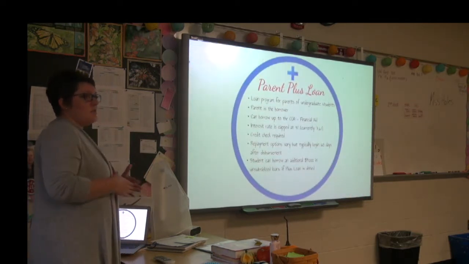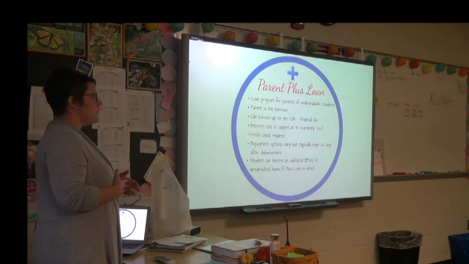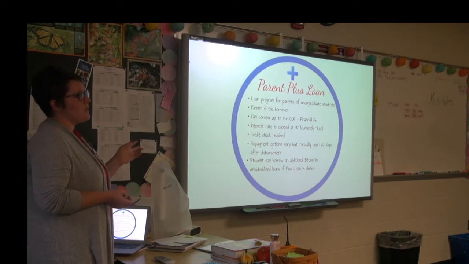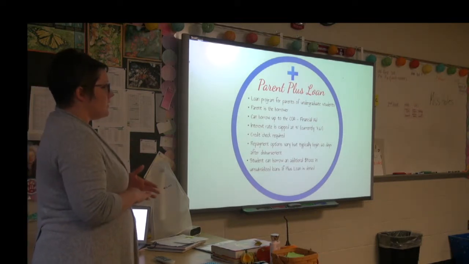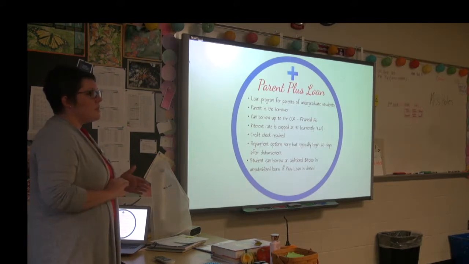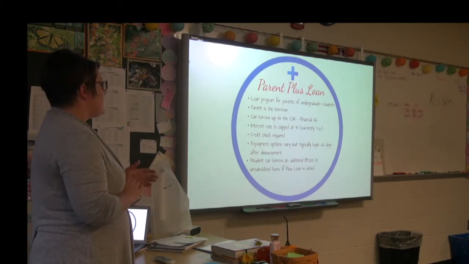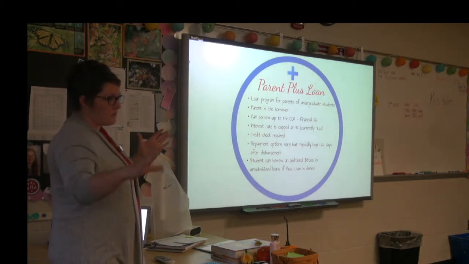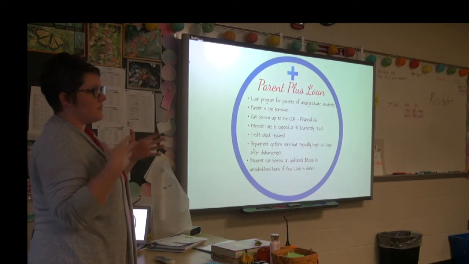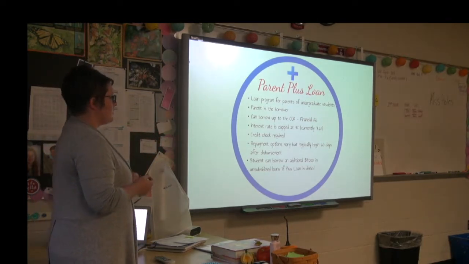A dependent student, on top of that $5,500 in federal student loans, could potentially also have Parent Plus loan eligibility. And Parent Plus loans are loans for parents of undergraduate students. The parent is the borrower for these loans. The parent can borrow up to the cost of attendance minus all other financial aid that the student has. So whatever's left in that cost of attendance, you have eligibility in Parent Plus loans.